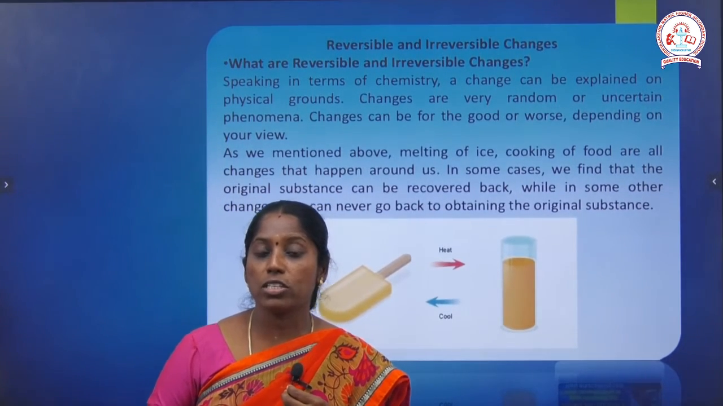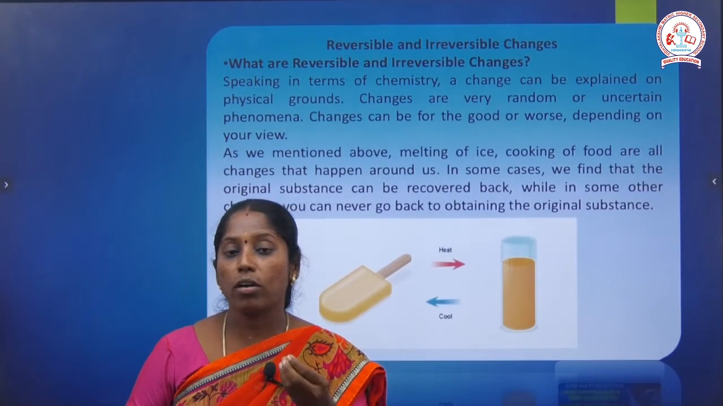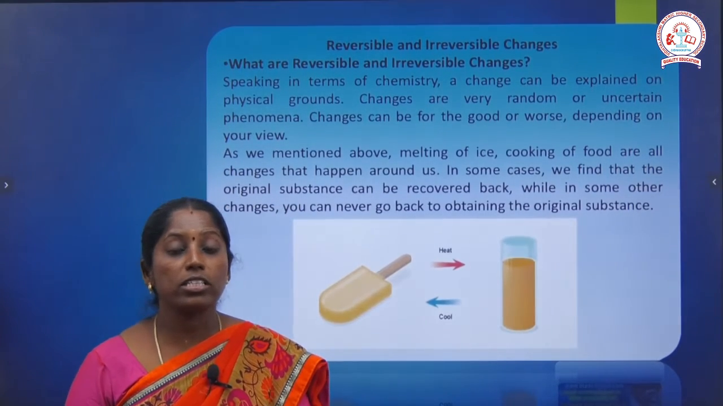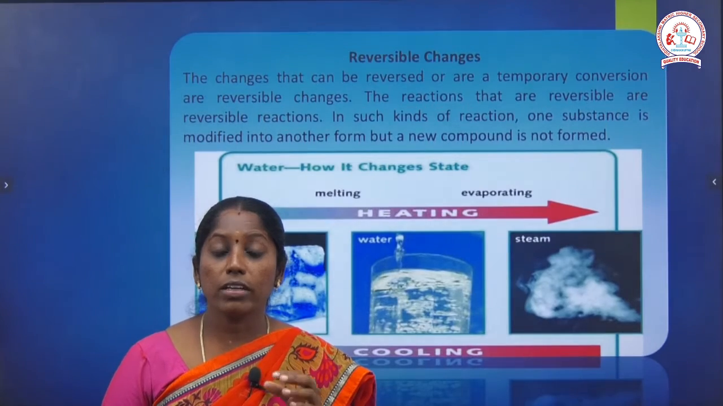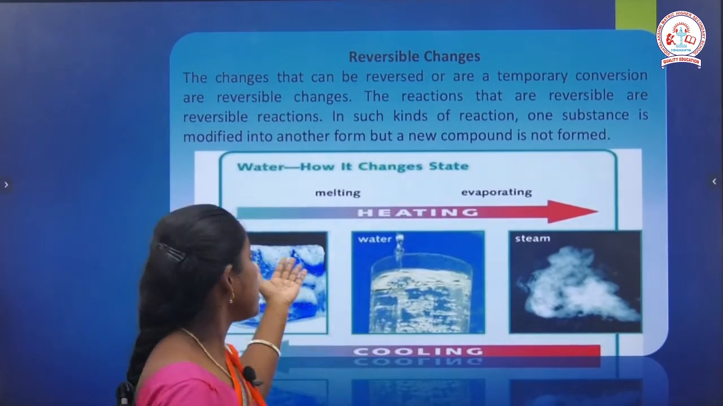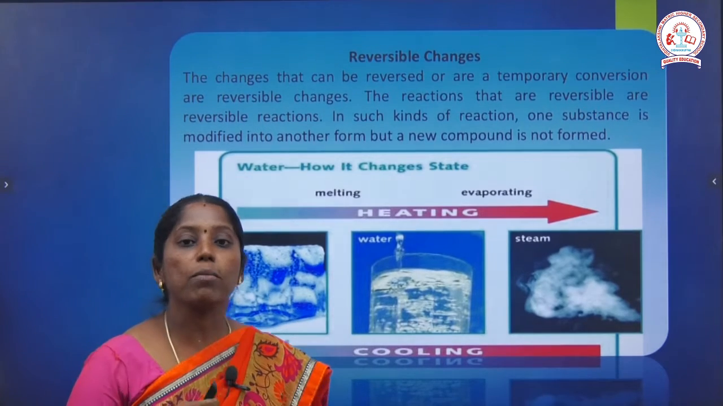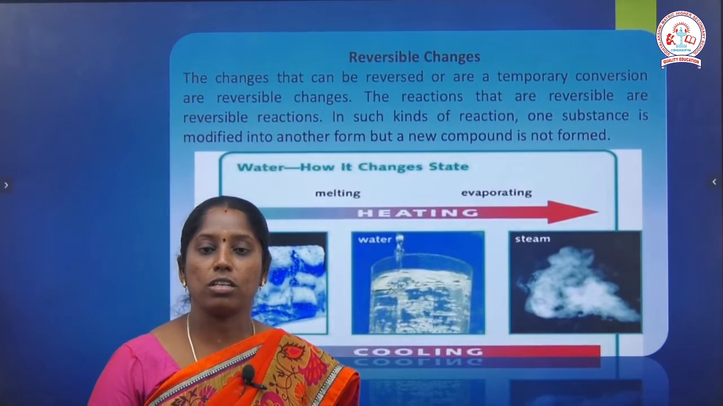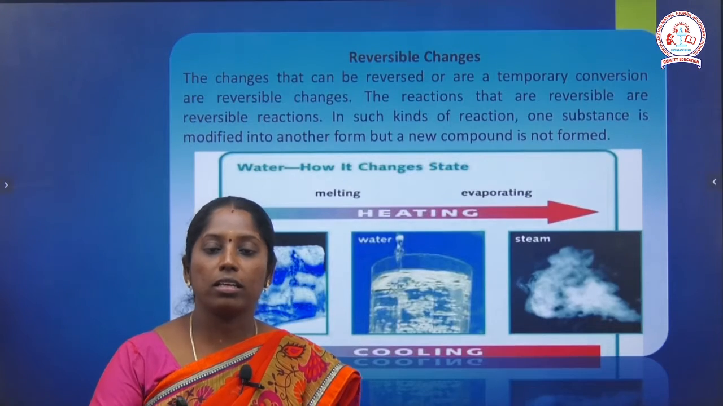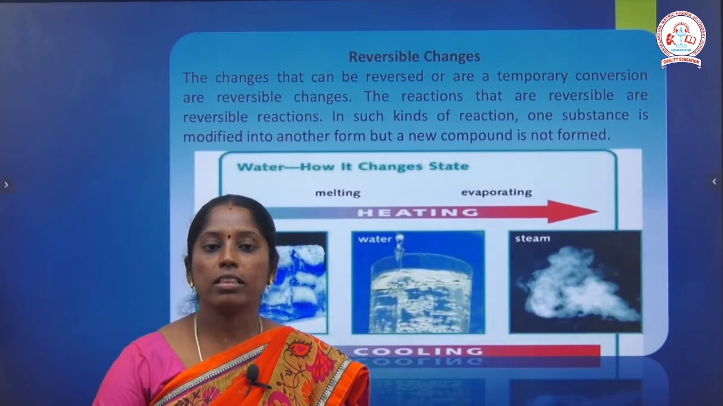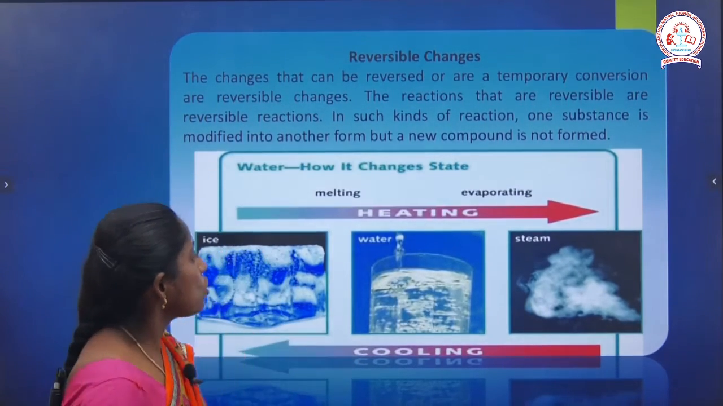Reversible, what is the meaning of that, children? Ice melts into water, that water we can heat, and it changes into water vapor. So that we can call reversible. I can take an example. So the changes can be reversed. It changes back again, a temporary conversion. Okay, when it changes temporarily, that is reversible. Again we can change water again into ice.